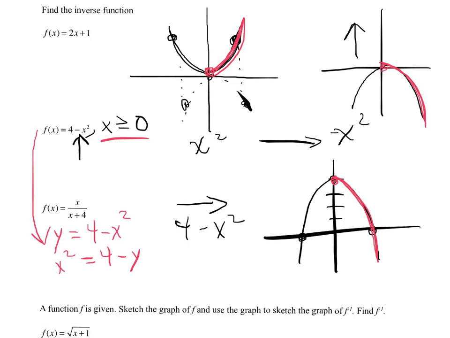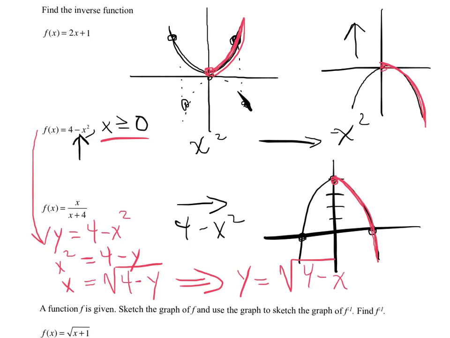Now, since I know that x is greater than or equal to 0, when I take the square root, I know that x right here is greater than 0. Therefore, I know that I want the positive square root of 4 minus y. And now I can interchange my x and y variables and get y is equal to the square root of 4 minus x. And so the inverse function is a square root function where the x values have to be less than or equal to 4.